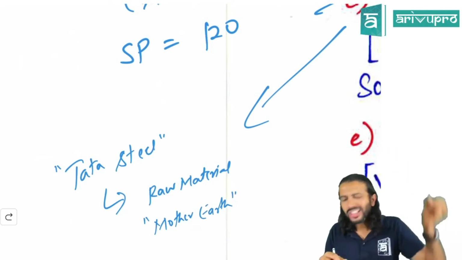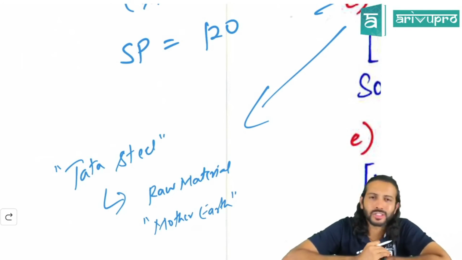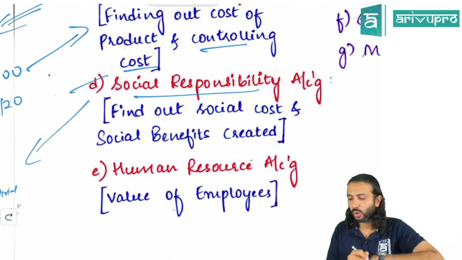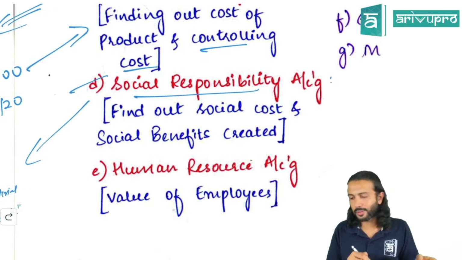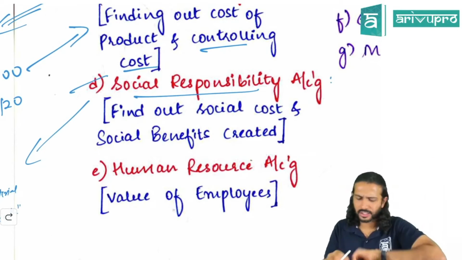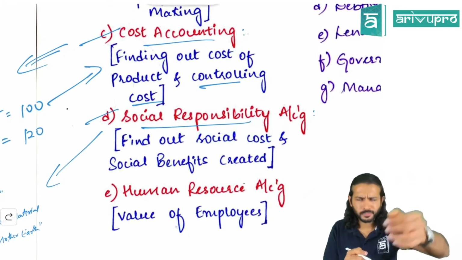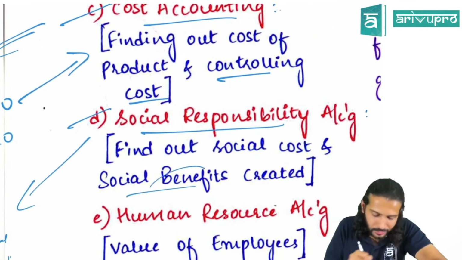So the company also has a moral obligation to do something for the society. That comes under social responsibility accounting. Somebody mentioned CSR, perfect. Corporate social responsibility. If you have learned that, awesome. Otherwise, it is fine. So this is social responsibility accounting, which deals with how much social benefit the organization is doing.